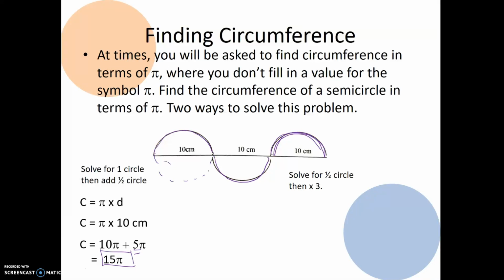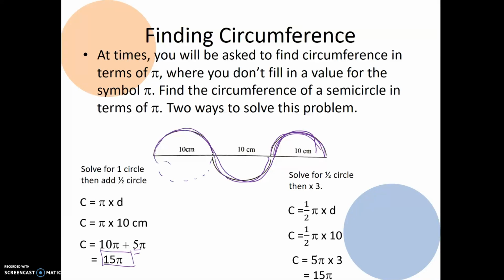So on your notes, this problem read, a wire is bent to form 3 semicircles as shown. Find the circumference of the wire in terms of pi, and that's what we just did.